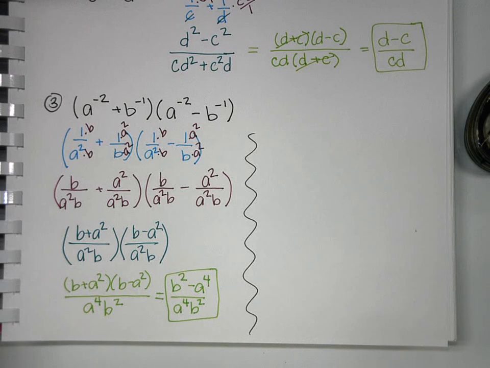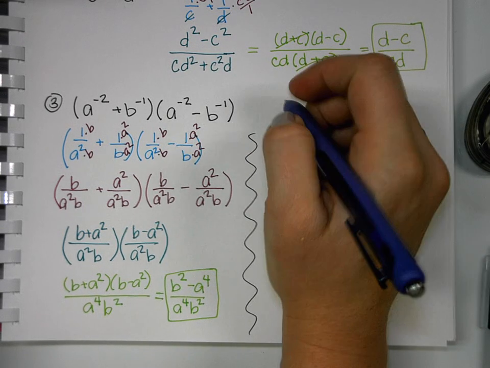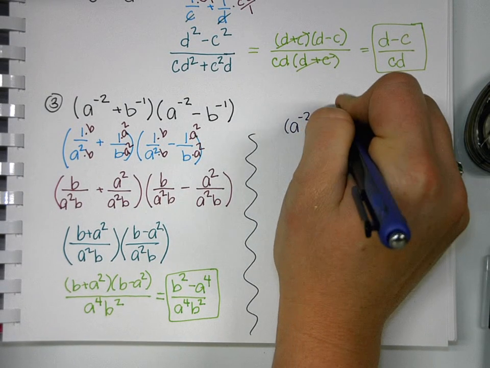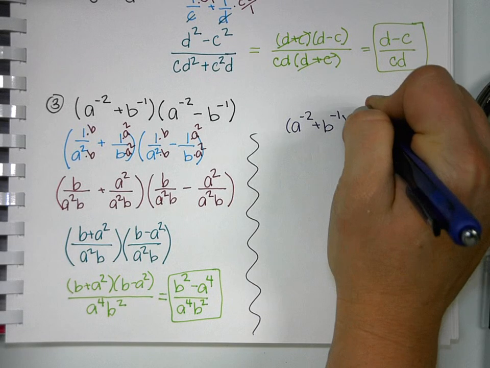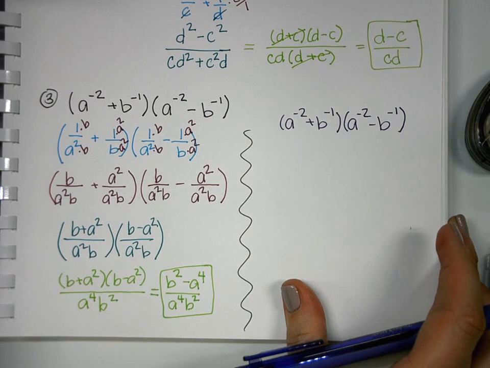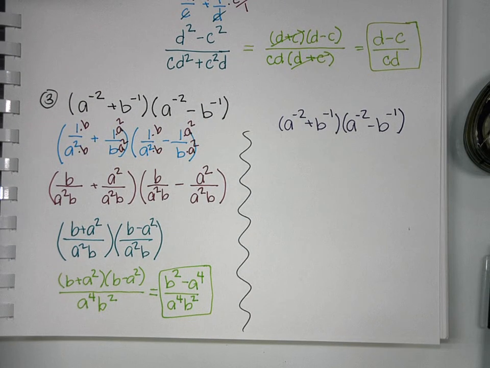I want to show you this other way as well, mainly because if you can notice it, it can go a lot quicker. It's something you might not be comfortable with at the beginning because you've probably never been asked to do it before. So we're going to take the same problem, a to the negative 2 plus b to the negative 1, and a to the negative 2 minus b to the negative 1. Another way to look at this is just another set of two binomials. And in thinking of it that way, we can actually FOIL this together.